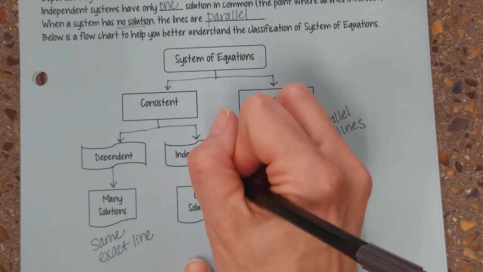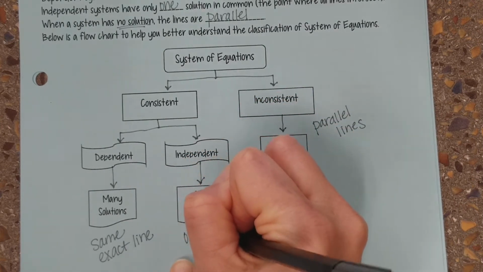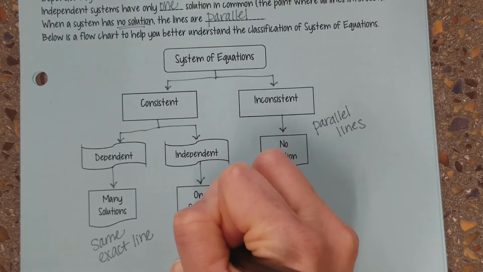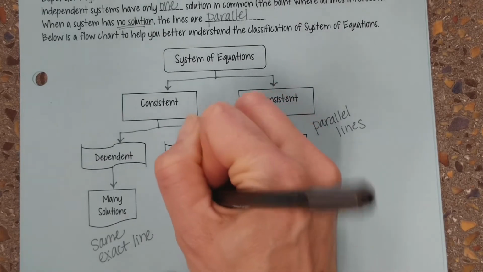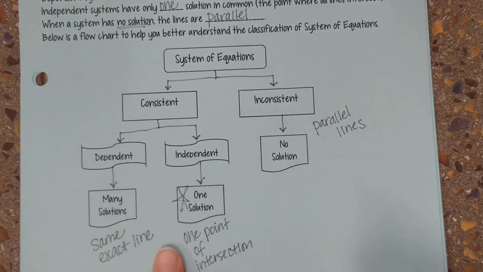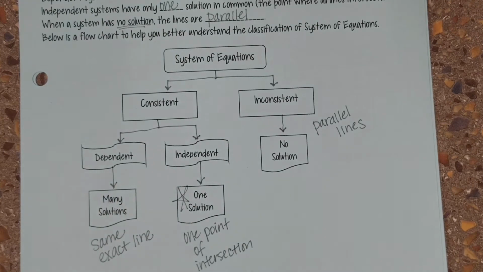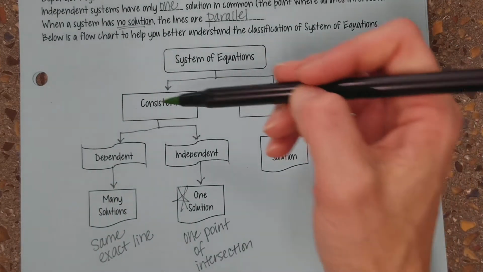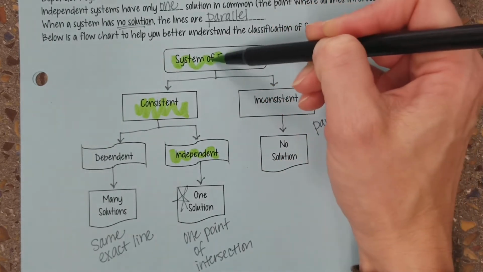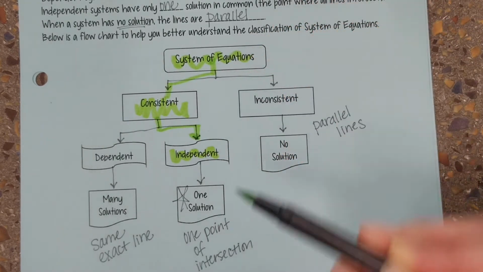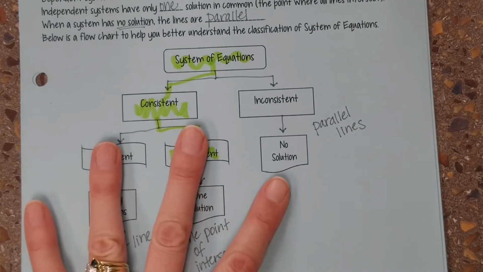If it's independent, then it has one solution. This is where they have one point of intersection. And this is what we commonly see. This is the one we'll be dealing with most of the time, a consistent independent system. This is what you guys are used to. All right, so flip the page over.